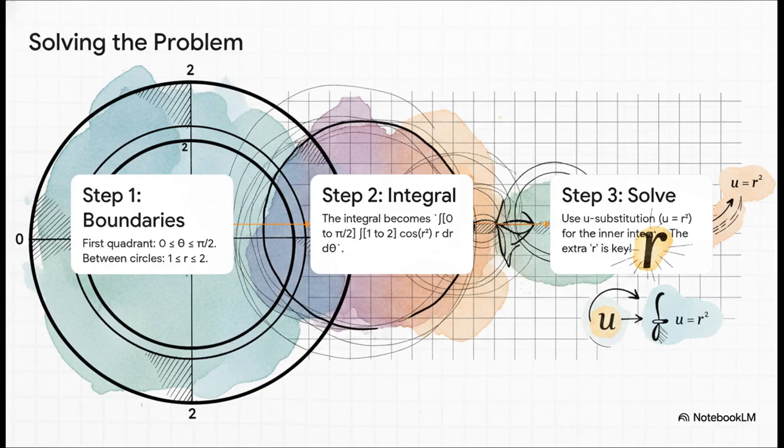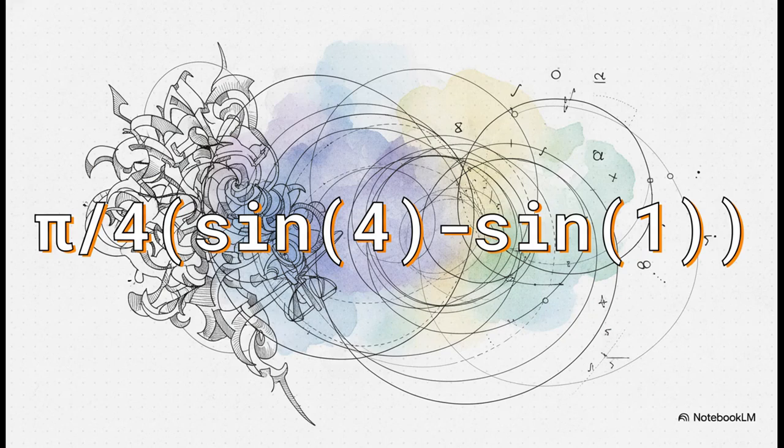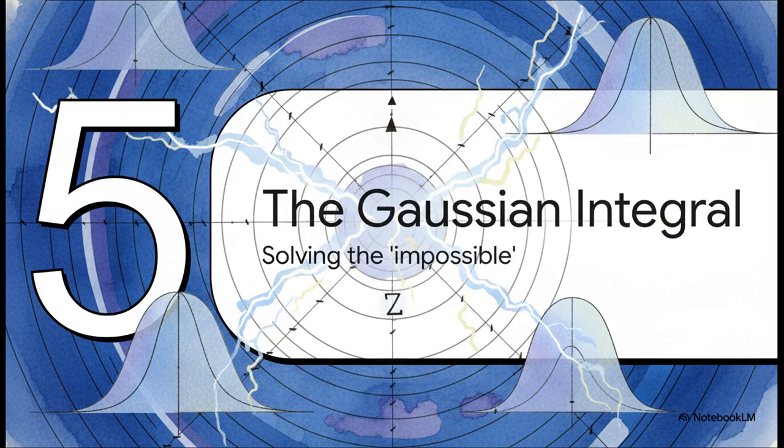It's perfect. So we do the integration and bam, we get this result. And once again, we took a problem that looked pretty intimidating at first, and just by changing our perspective, we made it totally doable. All right, you ready for the grand finale? Because now we're going to use our polar coordinate superpower to solve one of the most famous and most important impossible integrals in all of mathematics.